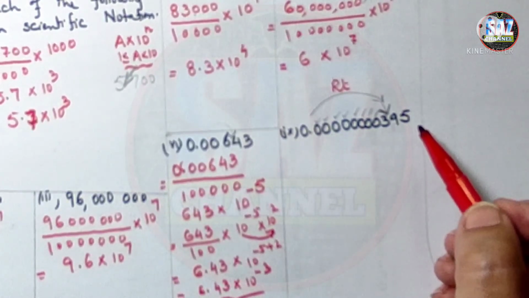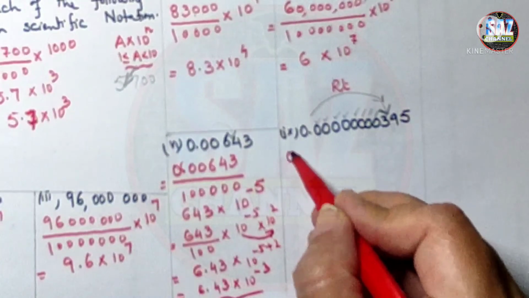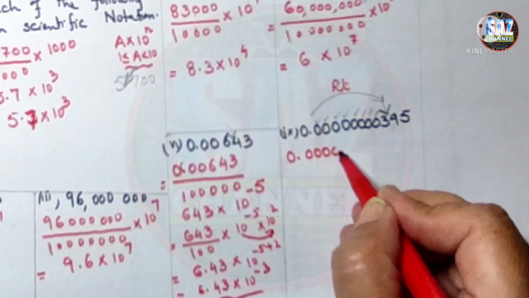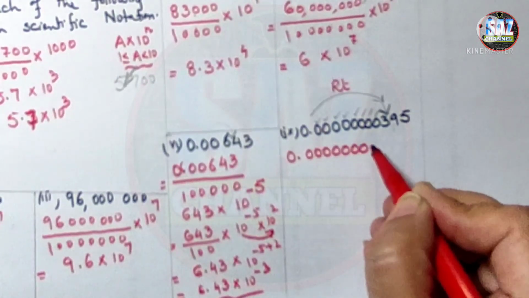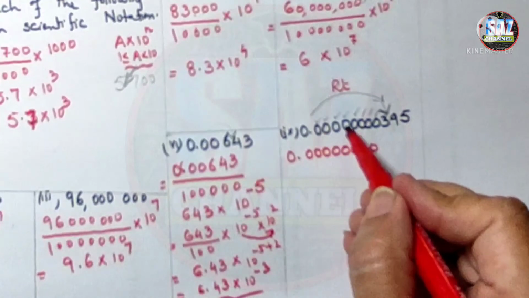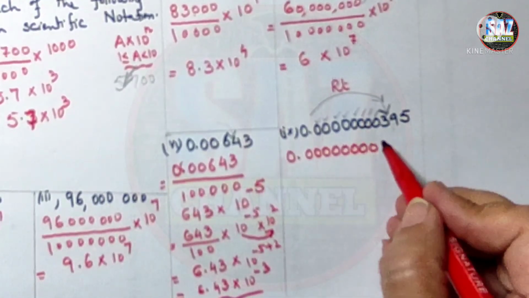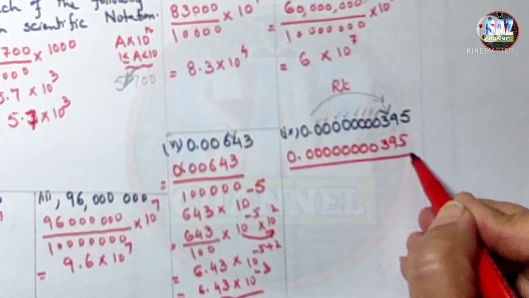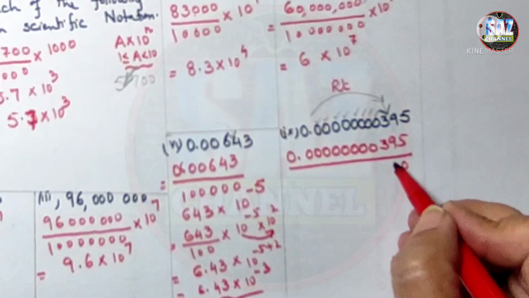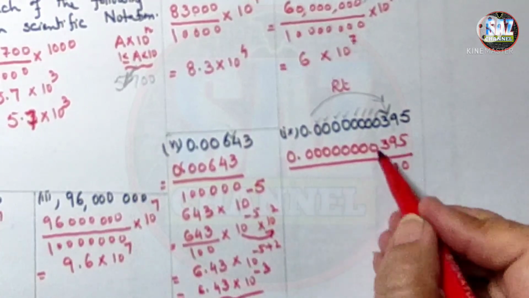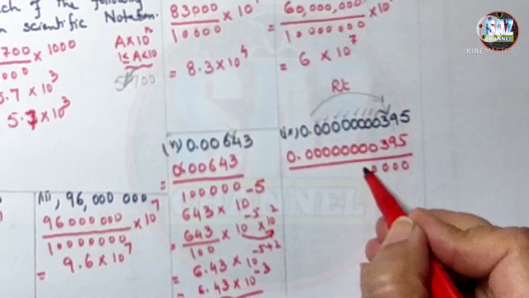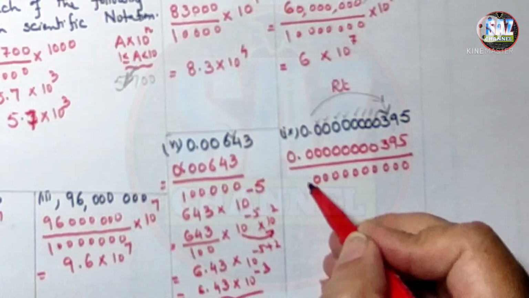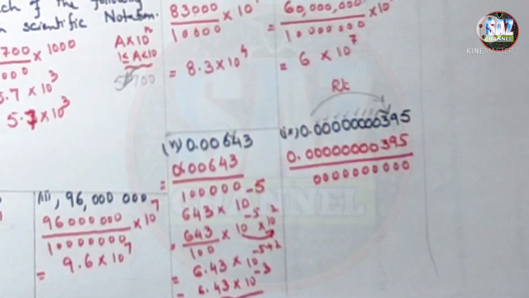Okay, but let me reassure this. 0.1, 2, 3, 4, 5, 6, 7, 8. 395. Here I am just removing the decimal. 3 digits for 395 and 8 zeros underneath, all the 8 zeros which were in the question. Okay, let me count and write.